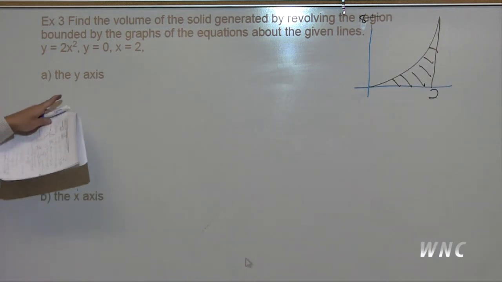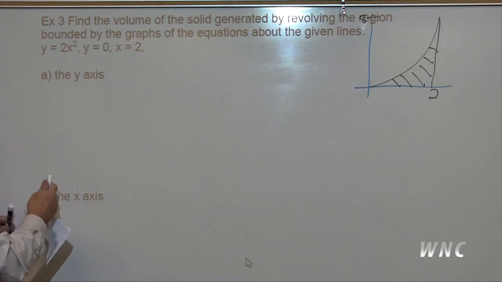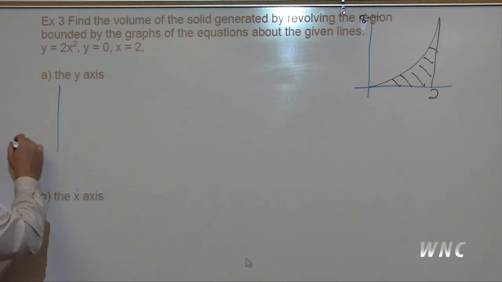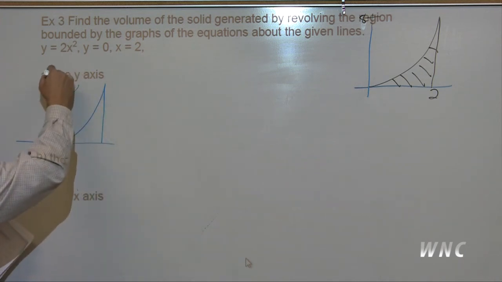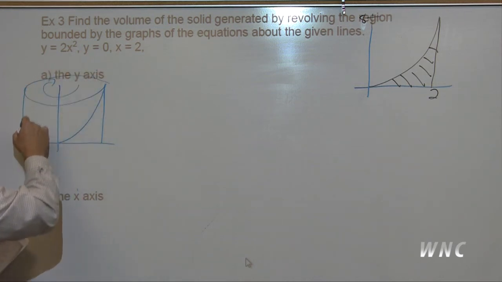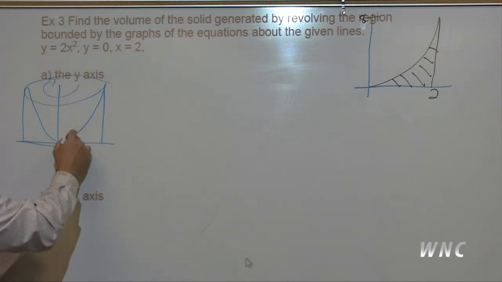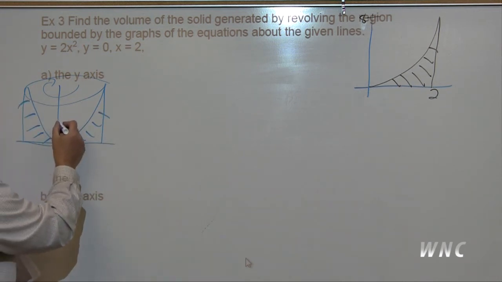So we have different things happening. In one case, it's going around the y-axis. So in this case here, our shape is going about the y-axis. Okay. So what is our radius going to look like?